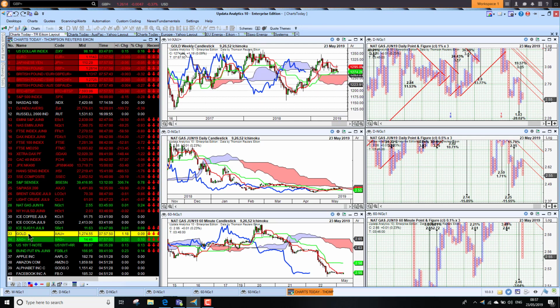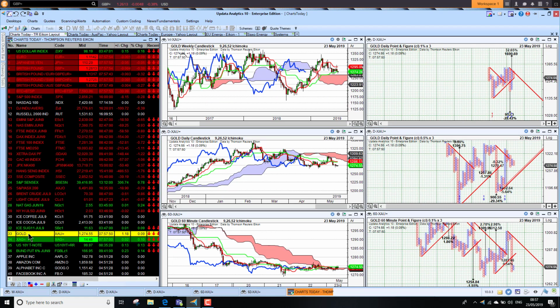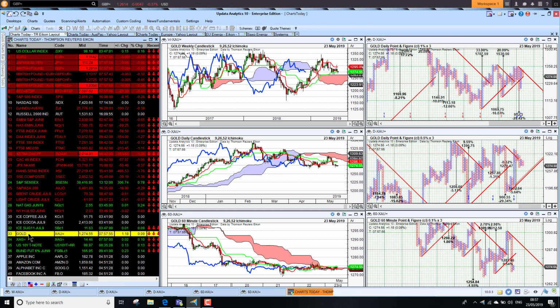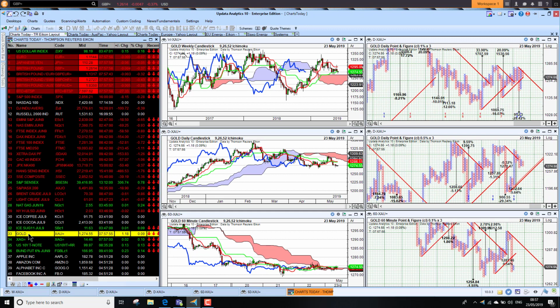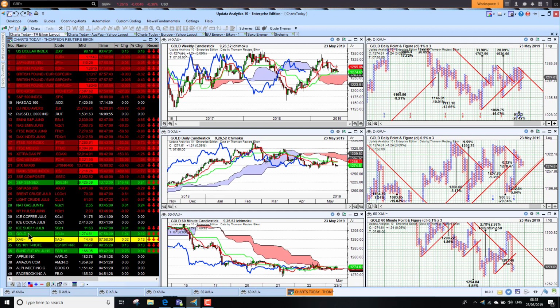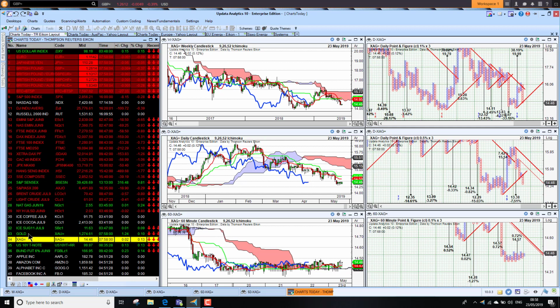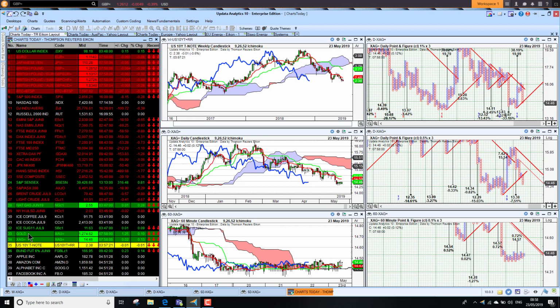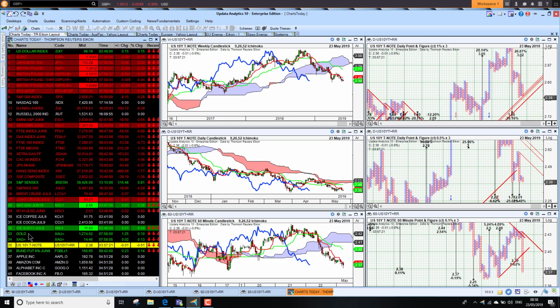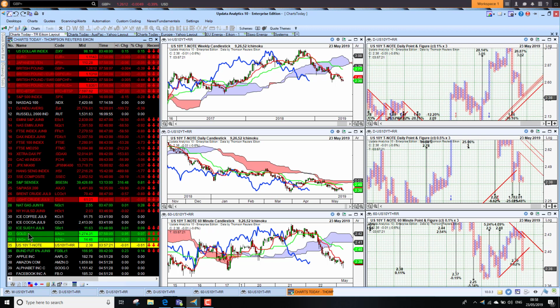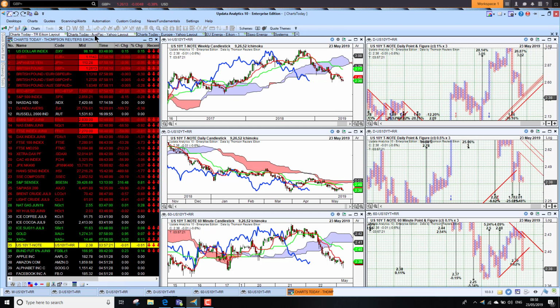Gold sitting at 1274, just struggling to move into short-term bullish despite all the global turmoil we're seeing at the moment. Gold is actually short-term bearish, and silver, we're seeing also a similar picture as you might expect. US 10-year yields sitting at 2.38%, bearish on all three time frames, so the outlook for yields is still negative.